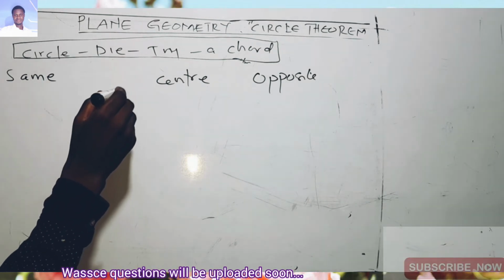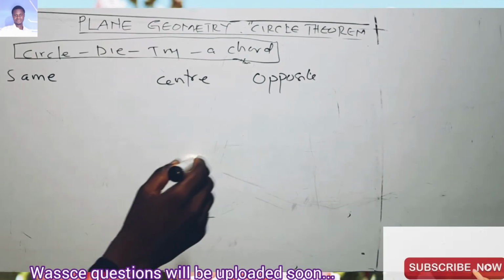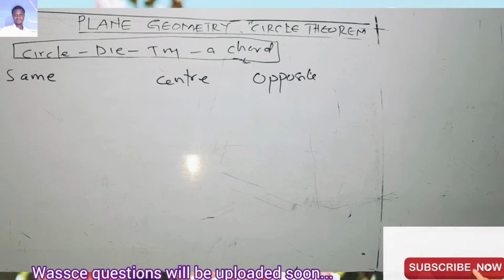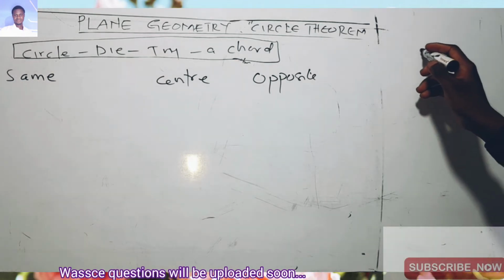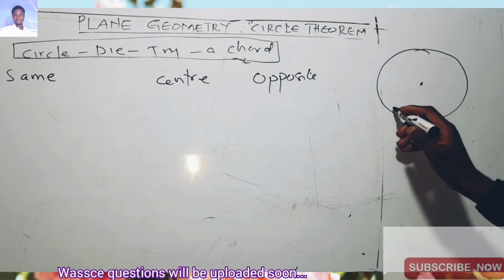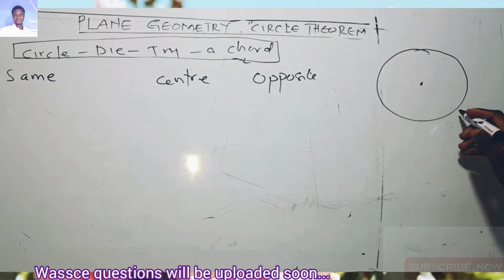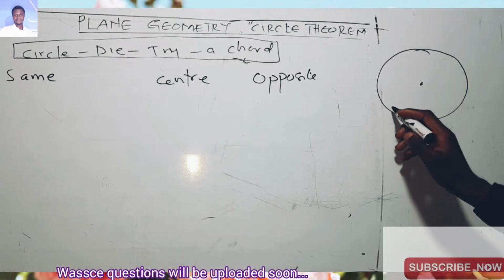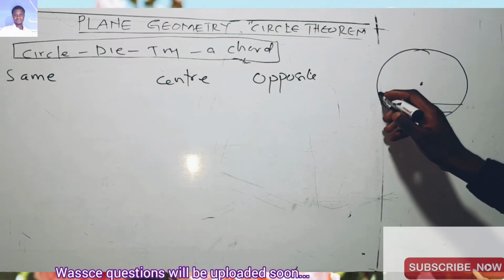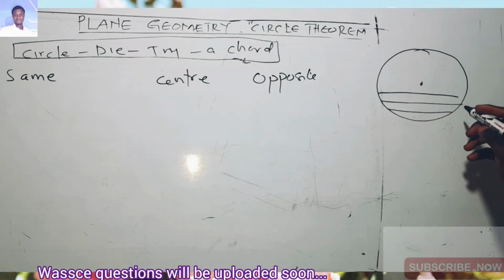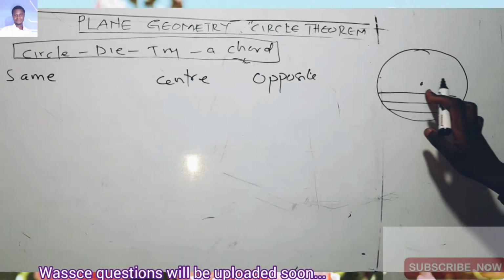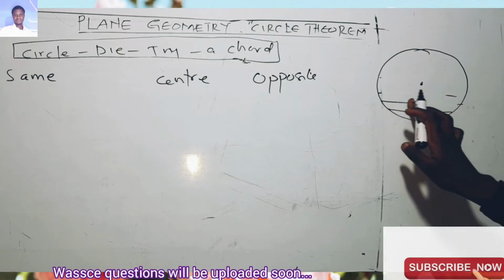Now, if I draw a circle this way, you realize that if this is the center, whatever line joins any part of the circumference becomes a chord. So the chord is any line that joins two points on the circumference, not necessarily through the center. All these lines I'm drawing are chords, but the moment it passes through the center, it becomes a diameter. So any of these lines here is a chord.